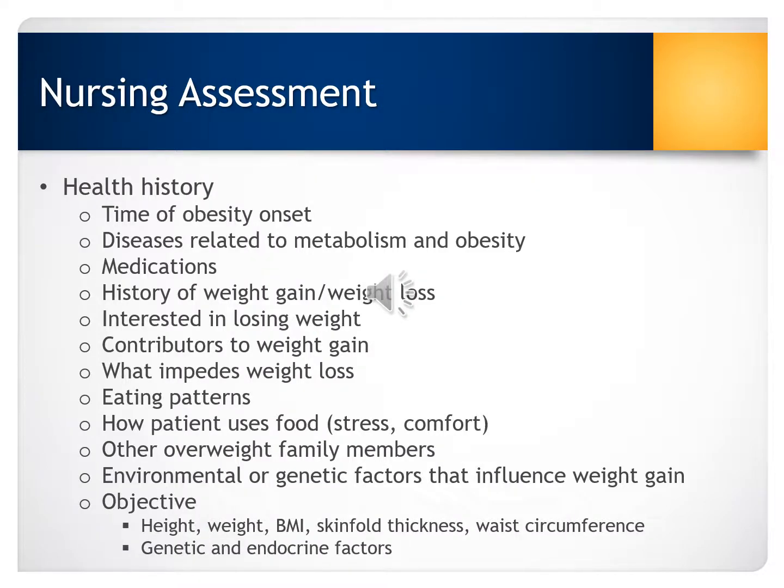When assessing a patient's health history, some important questions to ask may include the time of obesity onset. Do they have any diseases in their past medical history that are related to metabolism and obesity? What medications are they on? Do they have a history of gaining weight, losing weight? Are they interested in losing weight? Can they identify any contributors to their weight gain?